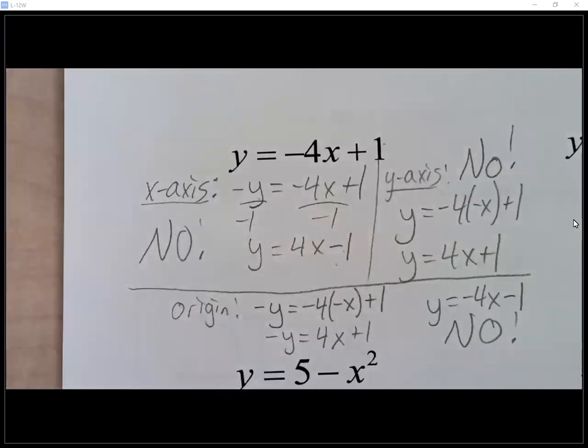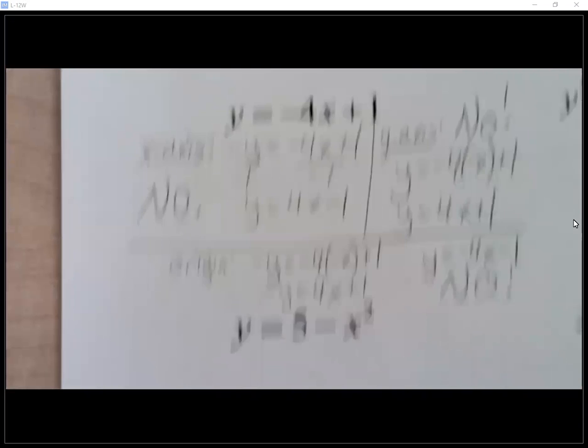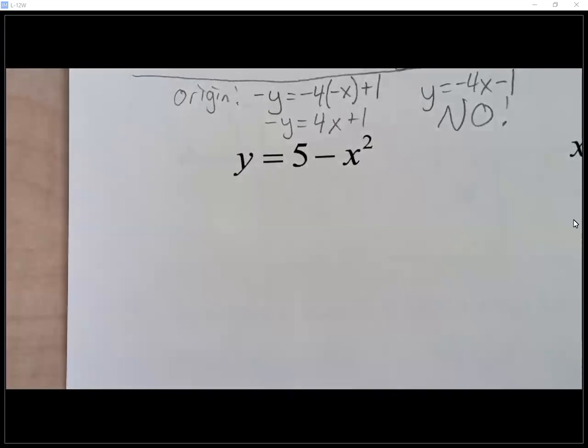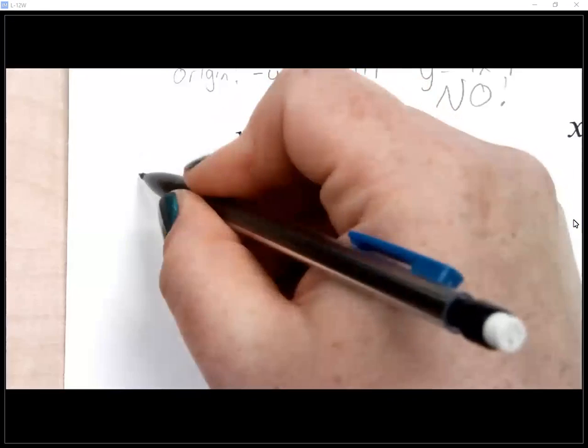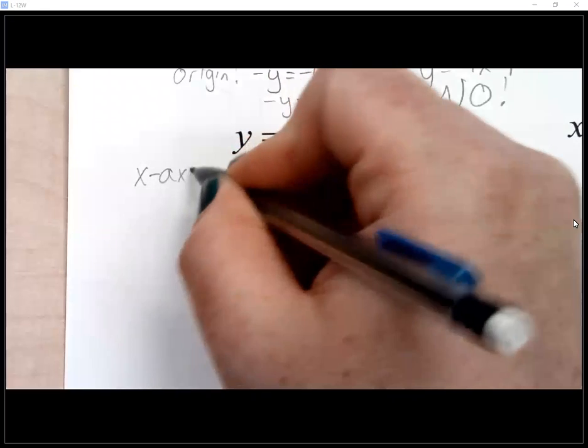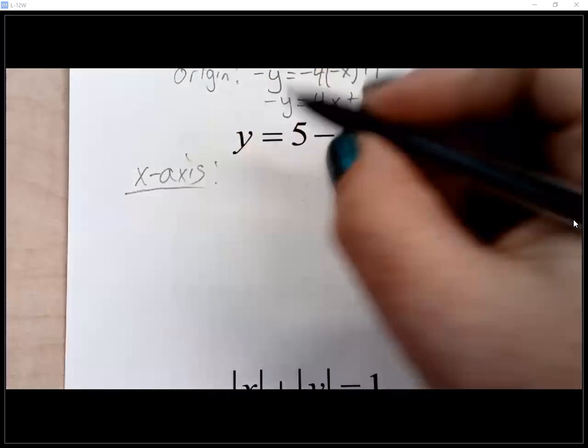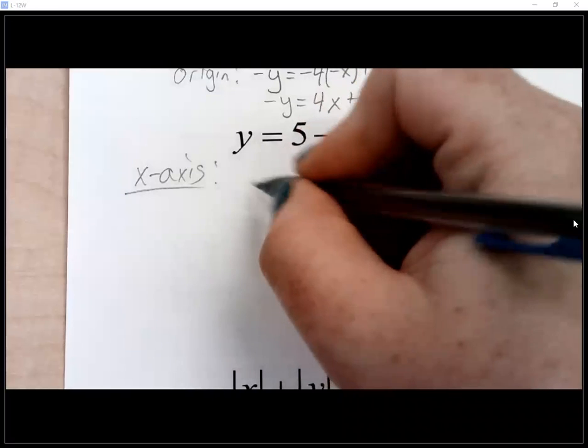Let's try the one below it. Okay. It doesn't matter in what order you go in. I'll try x-axis first. You try it too. We'll see if we end up in the same spot.